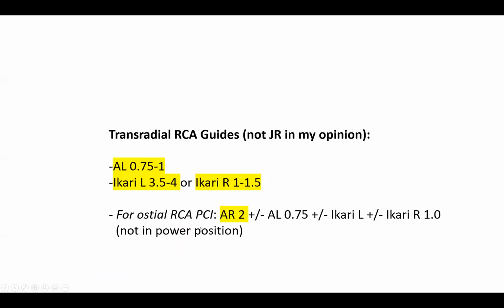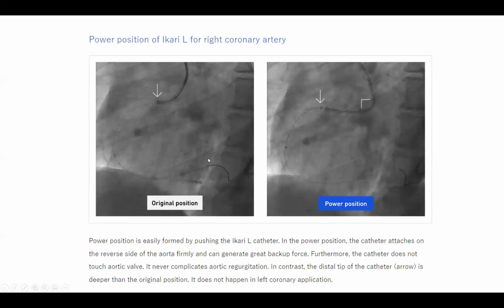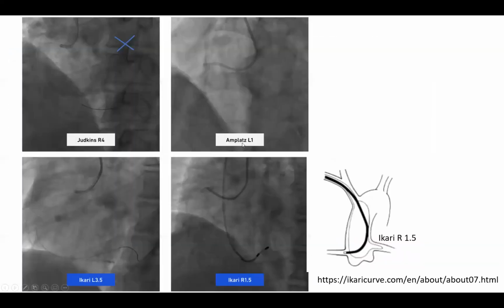Now for ostial RCA PCI, keep in mind, you cannot use those aggressive deep-seated guides for ostial RCA. So what is my favorite guide for ostial RCA? Again, I don't like GR4 because it will be floating up and down and it can pull your stent and misposition your stent as you're trying to position it. So I would not use a GR4 even for ostial RCA. I use AR2, which is more stable.